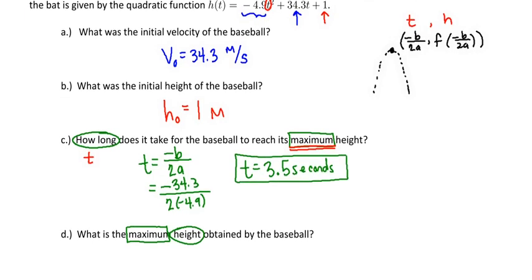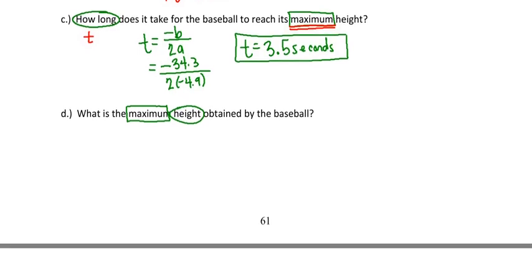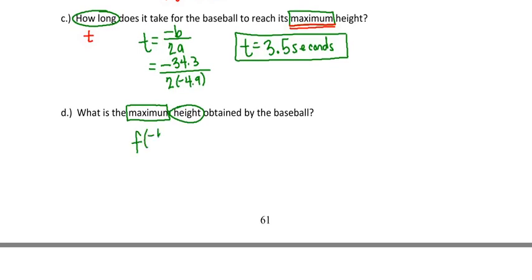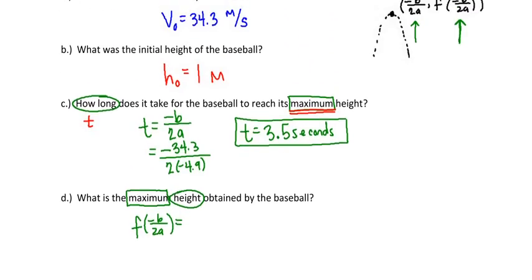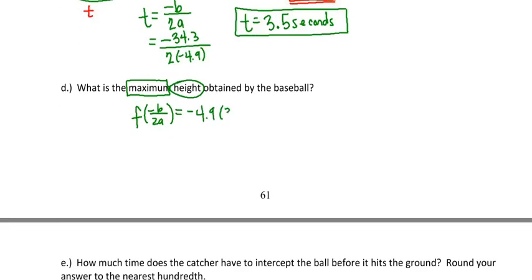The next question says, what is the maximum height? So that's basically asking me, what's the y-coordinate of the vertex? The x-coordinate gives me the time that it takes the ball to reach that vertex. This tells me the actual height of that vertex. So we need the second component of our vertex, our height, which would be f of negative b over 2a. So we're going to take our 3.5 seconds and plug it back into our function up here. We have negative 4.9 times 3.5 squared plus 34.3 times 3.5 plus 1.